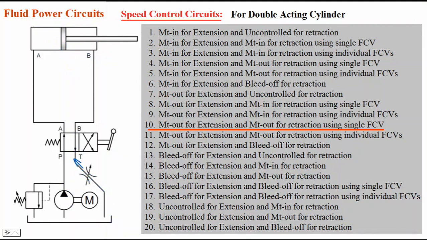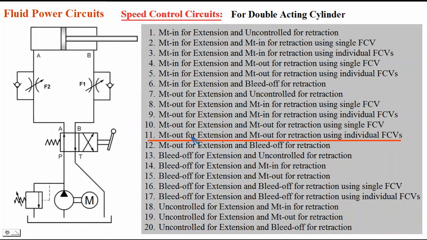If I keep this flow control valve here, then oil which is coming out of the cylinder during extension is controlled. Oil which is coming out of the cylinder during retraction is also controlled by the same flow control valve, isn't it? So that's why it is meter out for extension as well as meter out for retraction by using a single flow control valve. Now we shall take the next circuit.